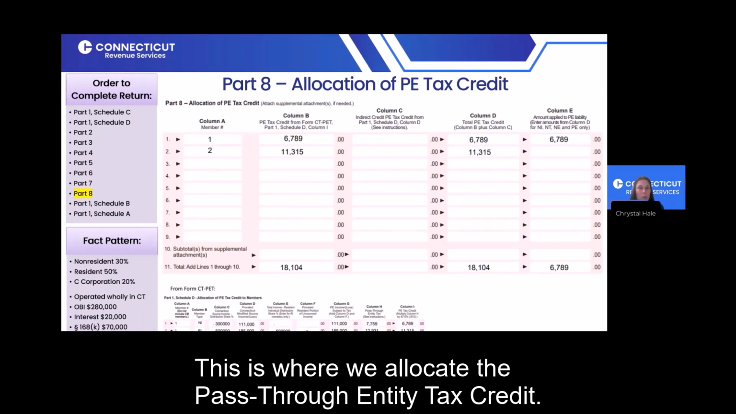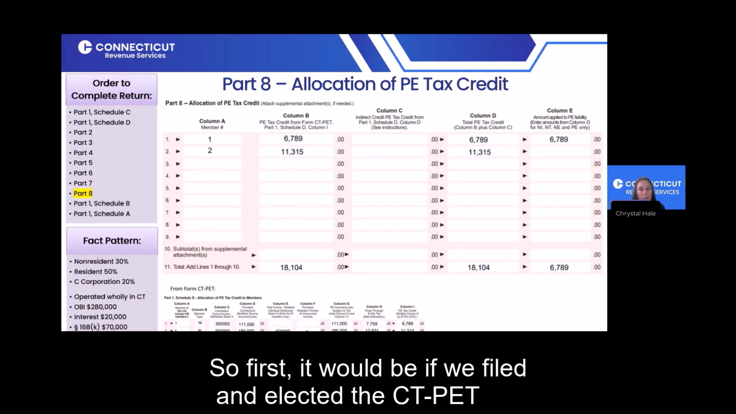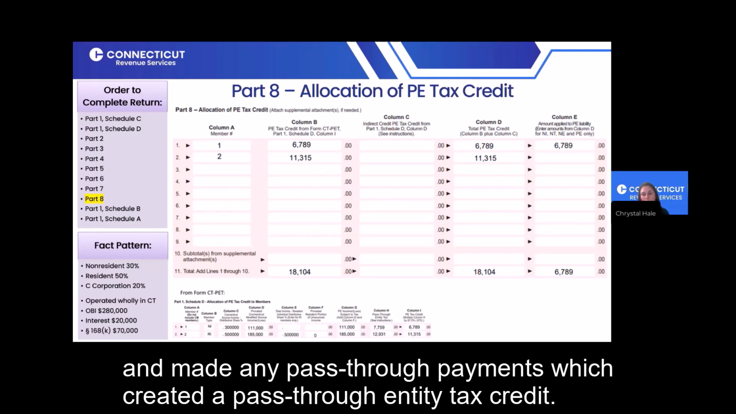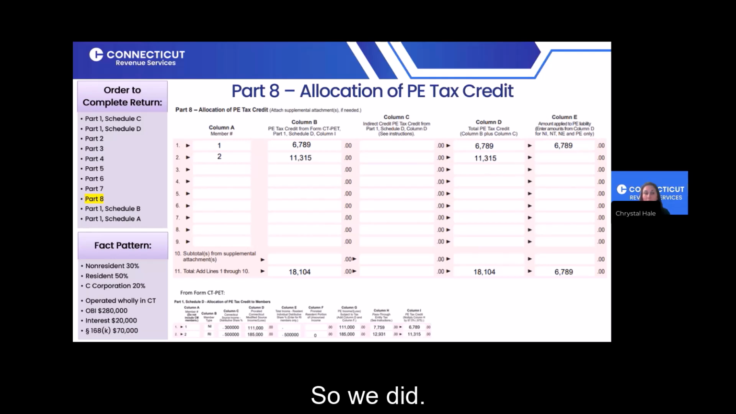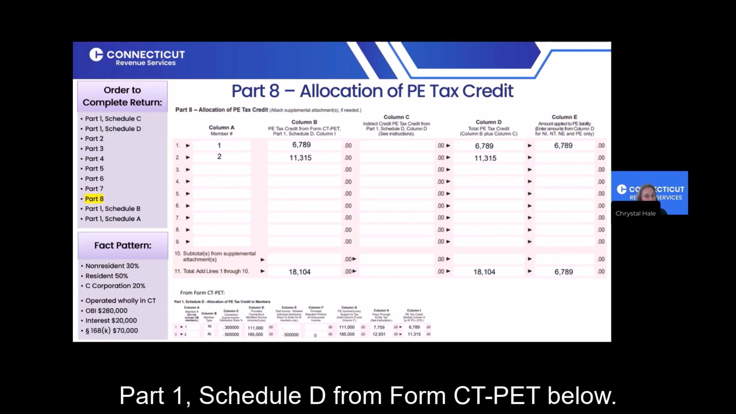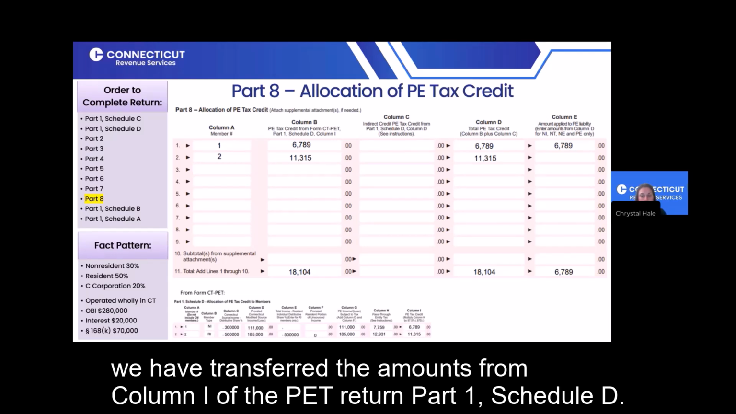Next is Part 8. This is where we allocate the pass-through entity tax credit. The PE tax credit can come from 2 different places. First, it would be if we filed and elected the CTPET and made any pass-through payments, which created a pass-through entity tax credit. So we did. In this example, I have a screenshot of our completed Part 1 Schedule D from Form CTPET below. As you see in column B of Part 8, we have transferred the amounts from column I of the PET return Part 1 Schedule D.